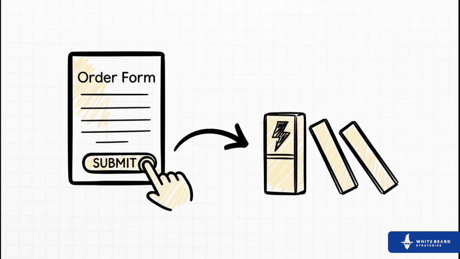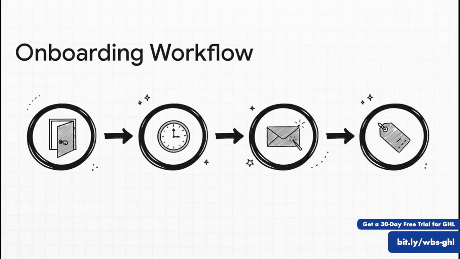And for selling a course, well, the trigger is pretty obvious. Someone successfully submits our order form. And once that trigger fires, we can create a perfect onboarding sequence. Step 1, the system automatically grants them access to the offer they just bought. We might wait a minute just to let things process. Then, we send them a welcome email. And finally, we add a tag to their contact so we know exactly who bought what and when.